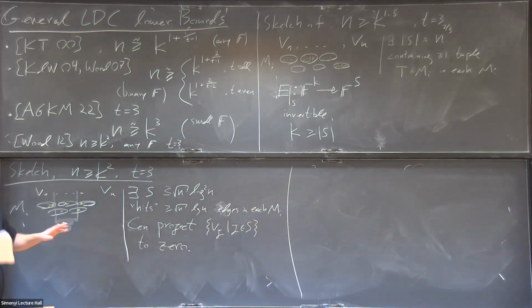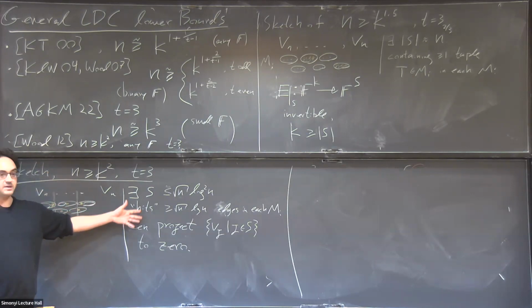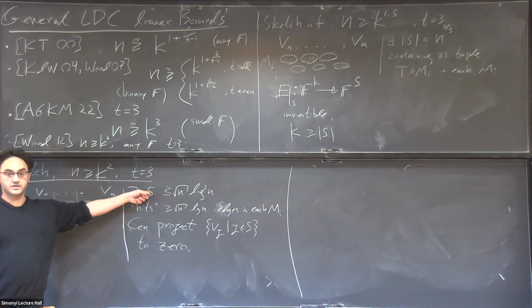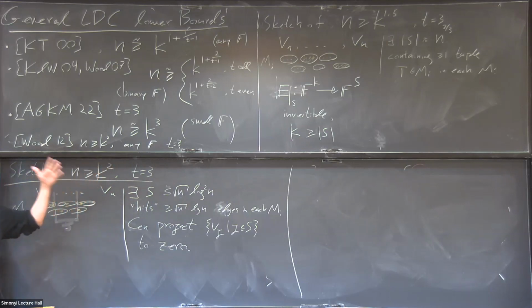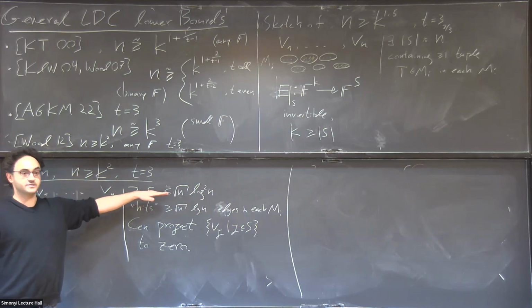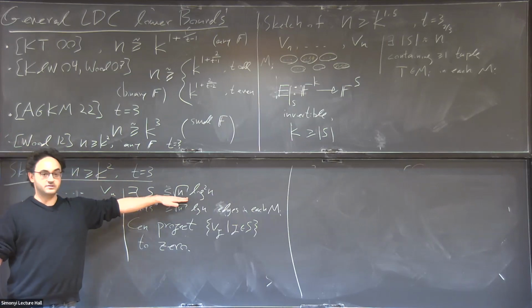And I don't want to do all the details. We're almost out of time. What you do, you find a linear map that sends these VIs, these VJs in S to 0, and keeps the rank as high as possible. So you can assume that K is at least 2S. Otherwise, you're done.